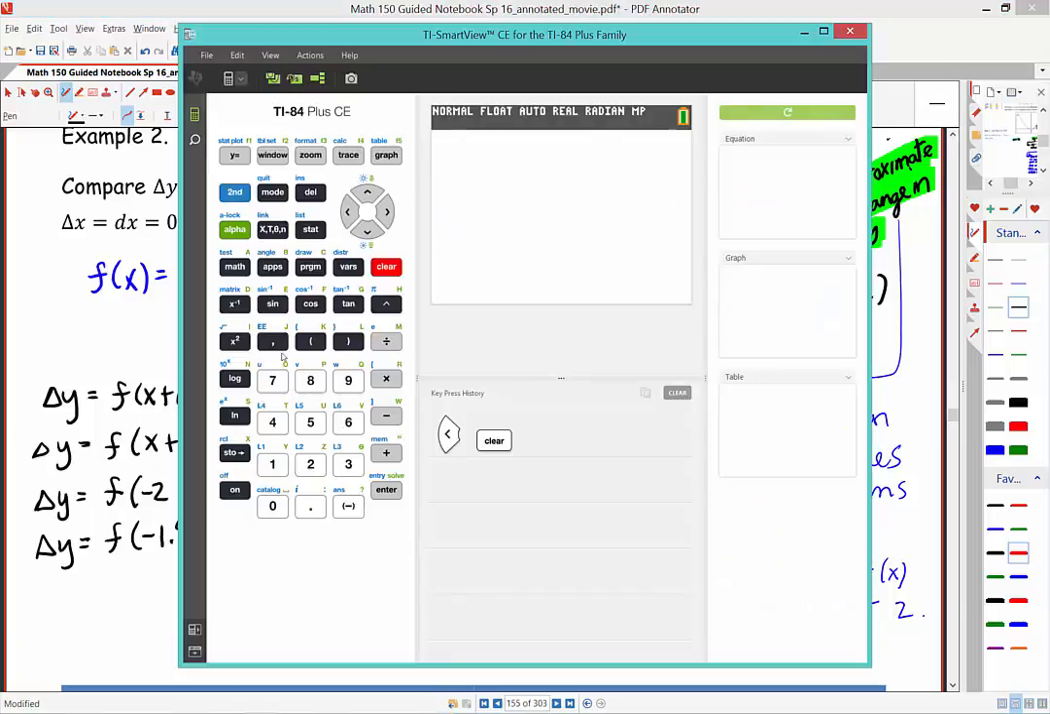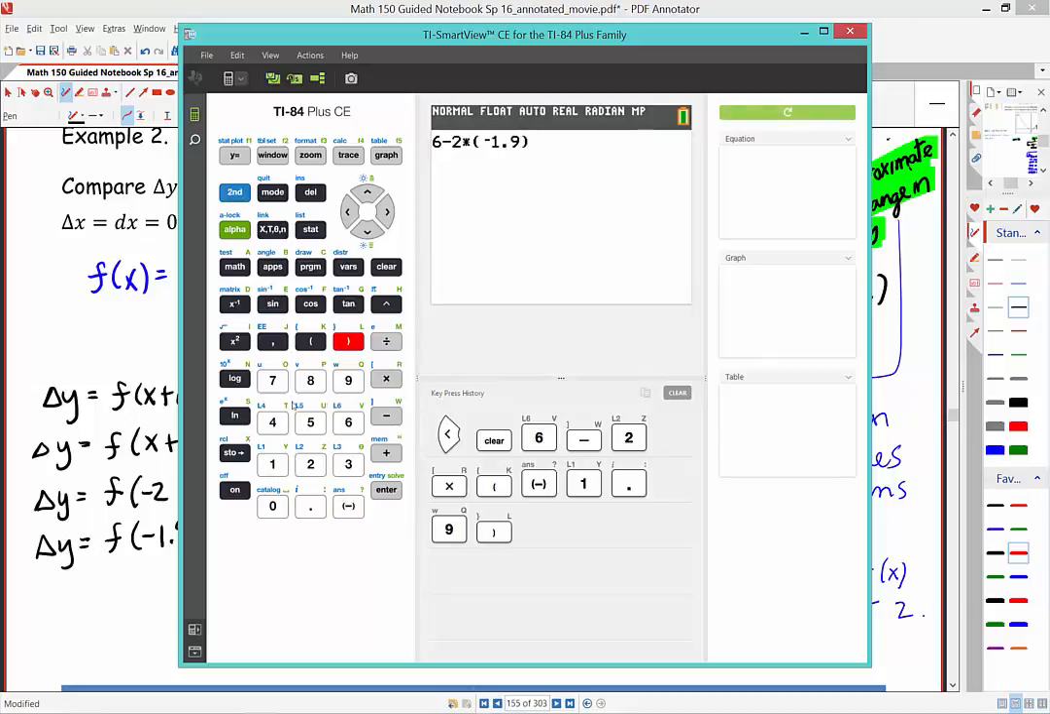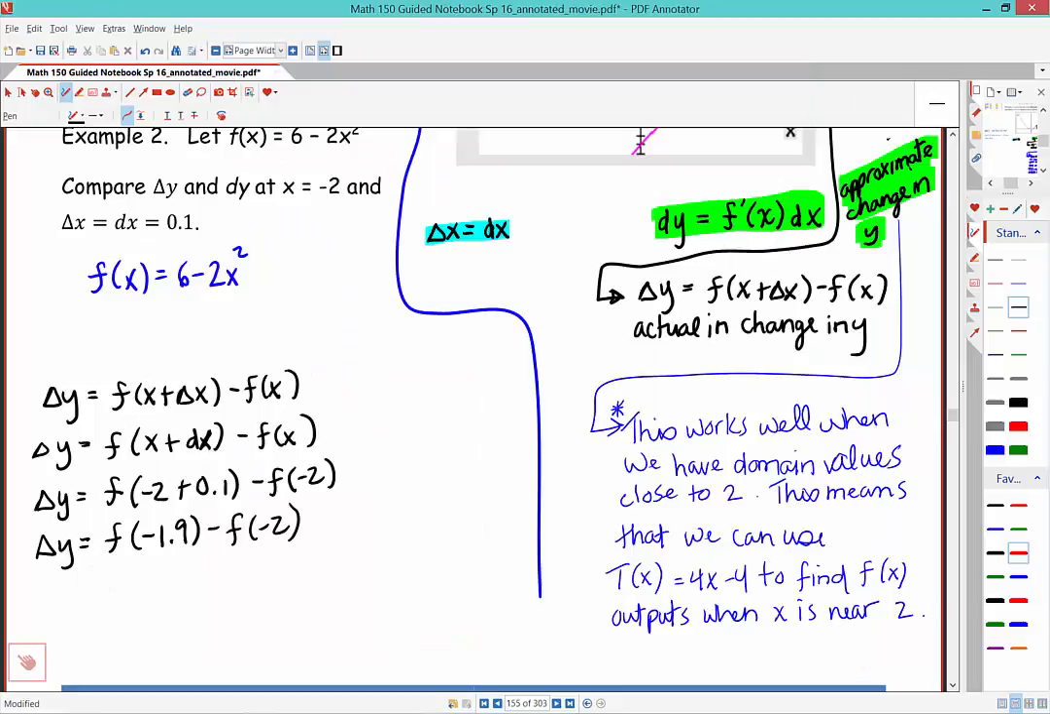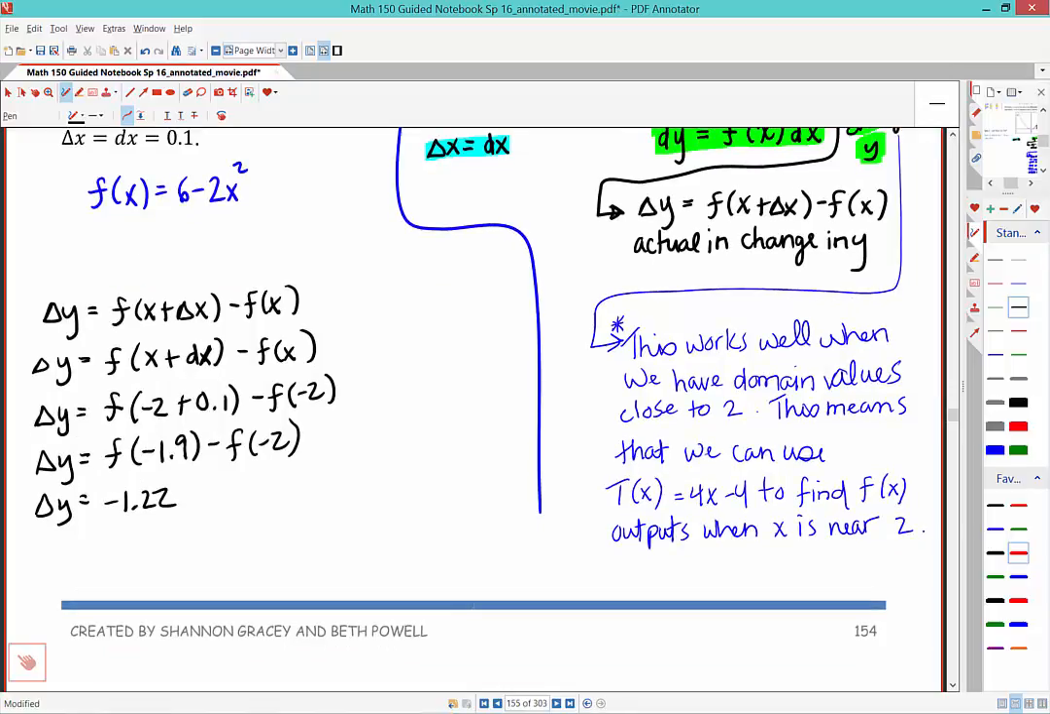So if we have 6 minus 2 times -1.9 squared, that equals -1.22. So that's our actual change in y, -1.22. Now our approximate change in y is actually something where we'll need the derivative, right?